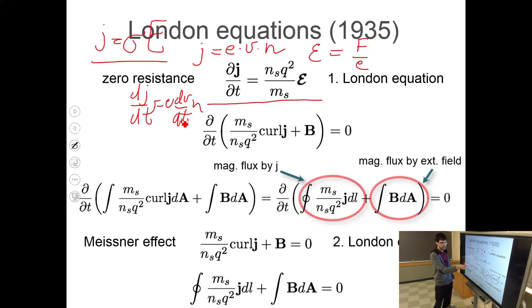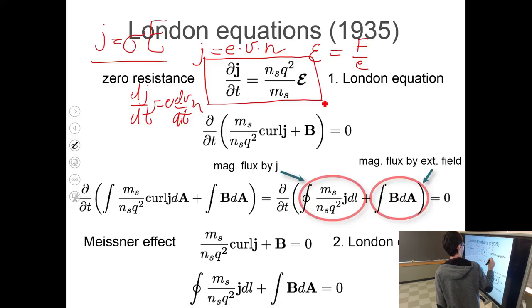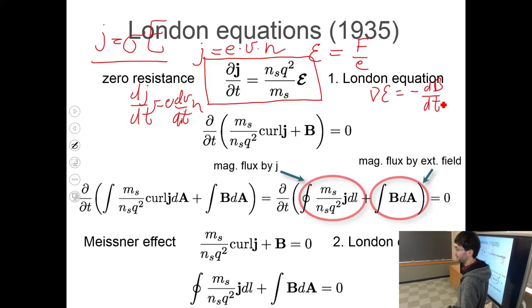Okay, so the second London equation you can actually derive from the first one, which is a nice feature of this theory. This is your equation. Then we can take a curl of both sides of it. Then we will have a curl of the electric field, and we know that that's minus dB/dt. That's Maxwell's equation, Faraday's law, to save you the trouble.